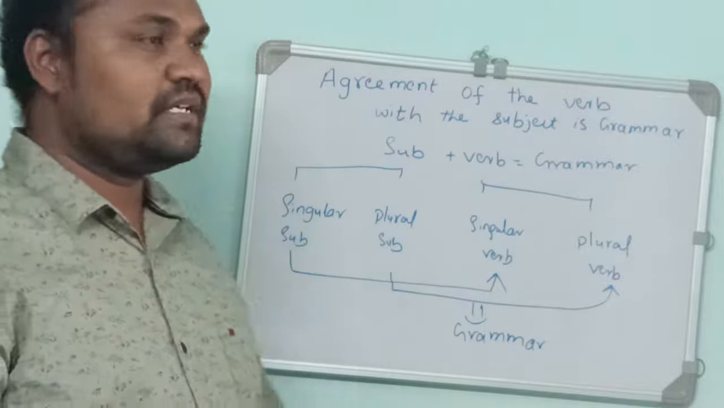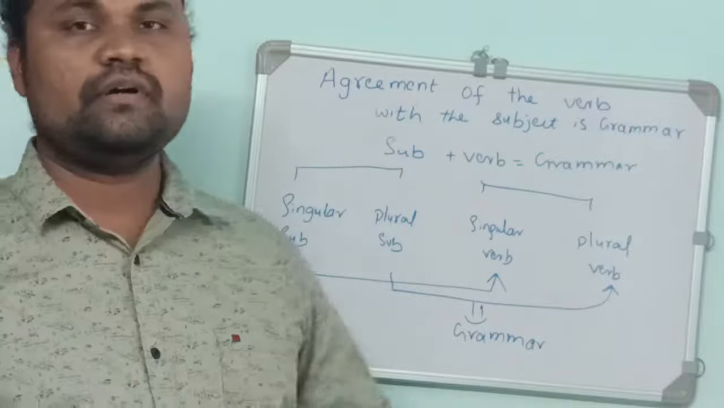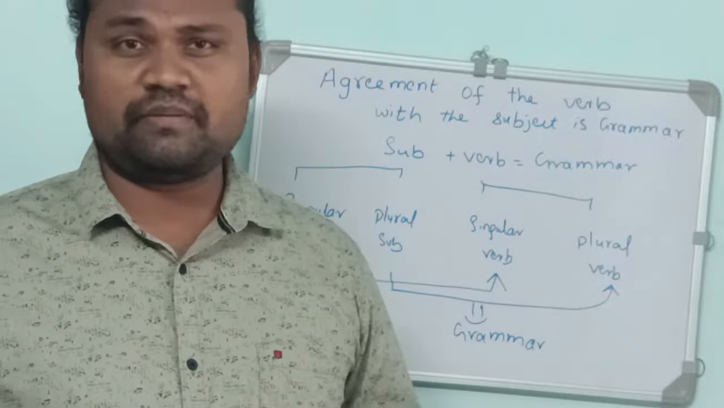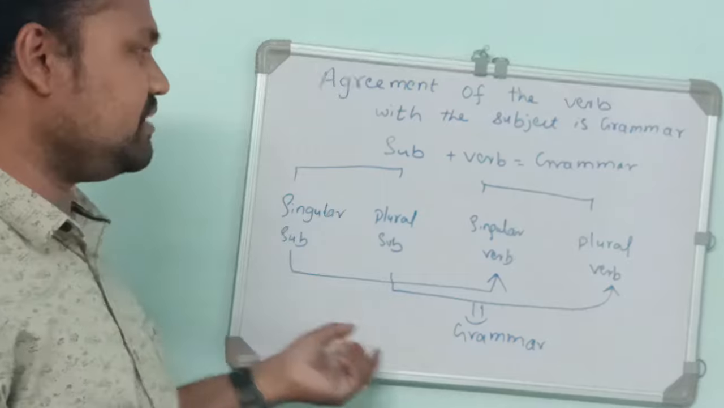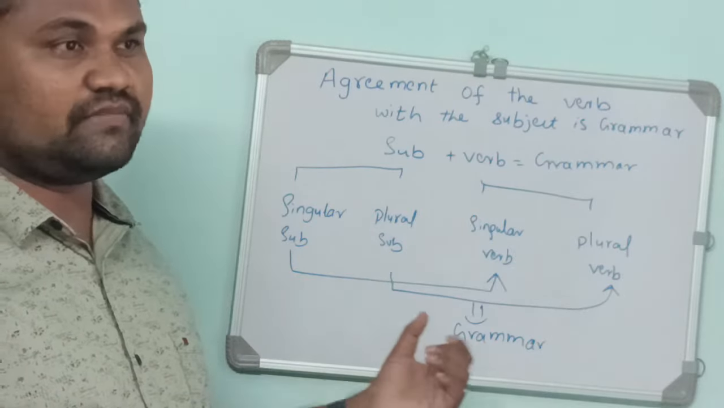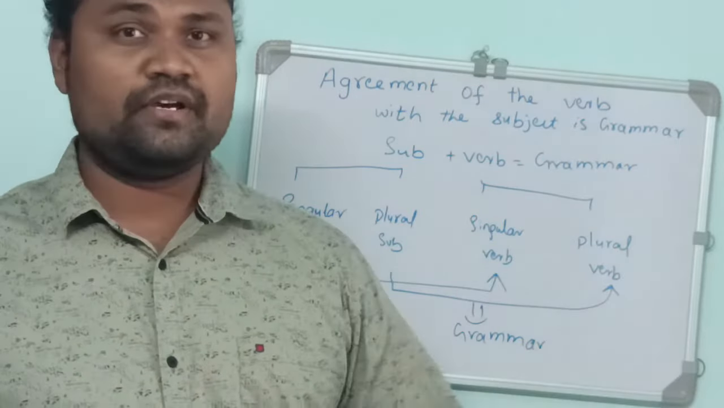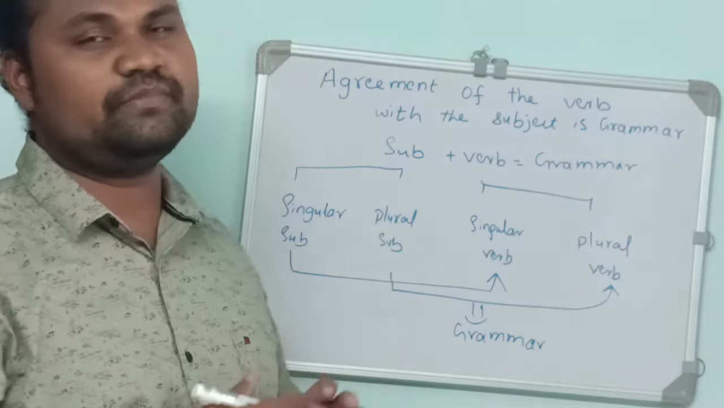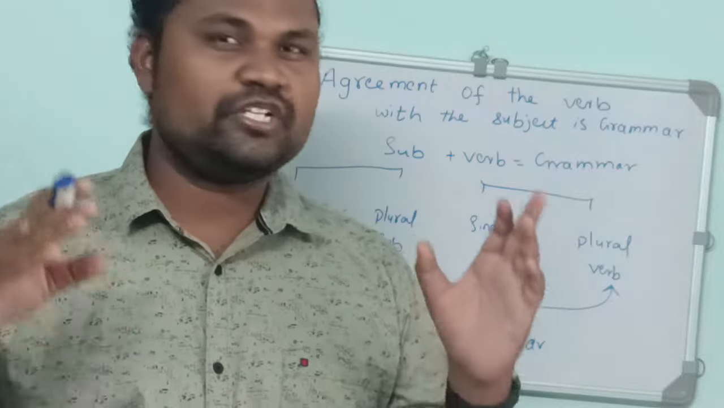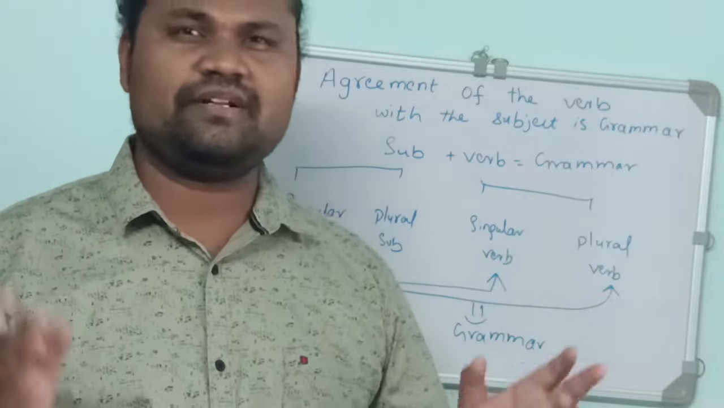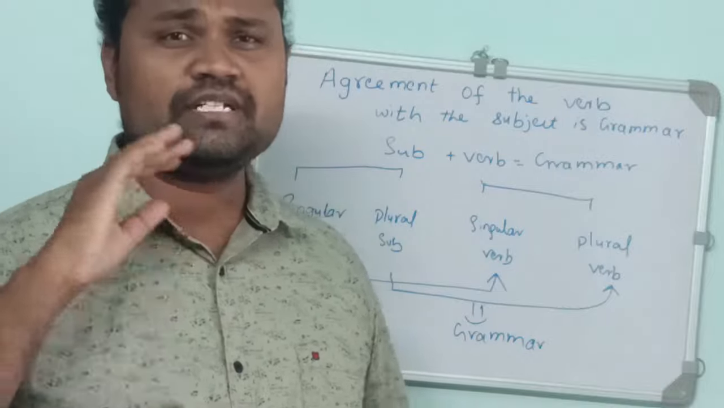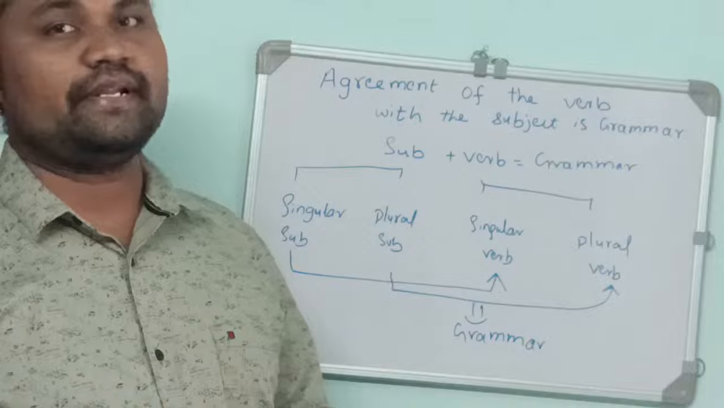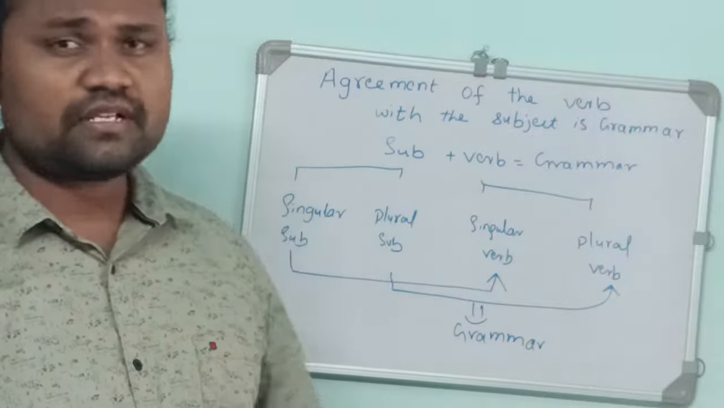So once again I will tell you what English grammar means. See here, agreement of the verb with the subject is grammar. That's it. We have to agree the singular subject with the singular verb, and the plural subject with the plural verb. If you follow this very simple rule in English, no need to worry, no need to remember all the rules and regulations of English. Your English will be correct when you remember this rule, my dear friend.